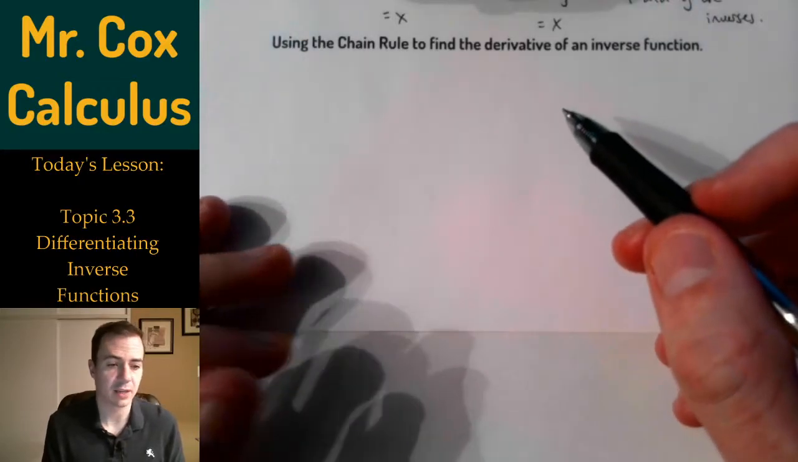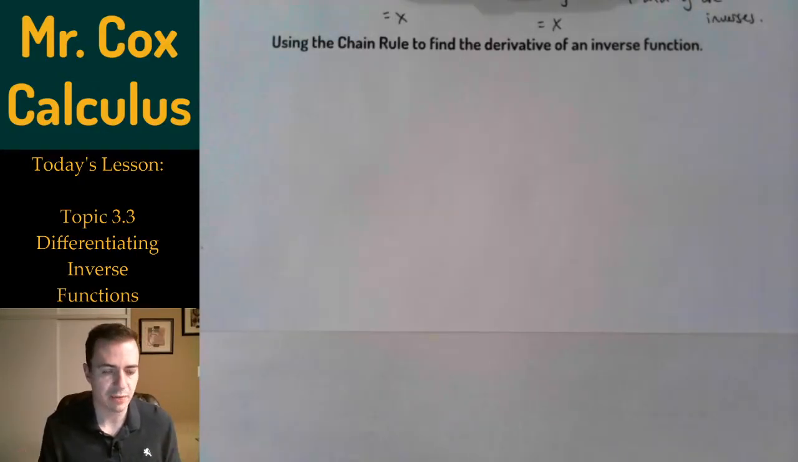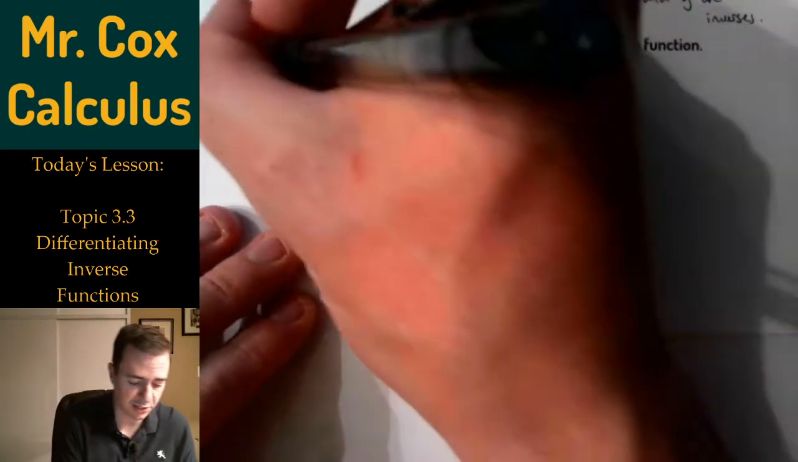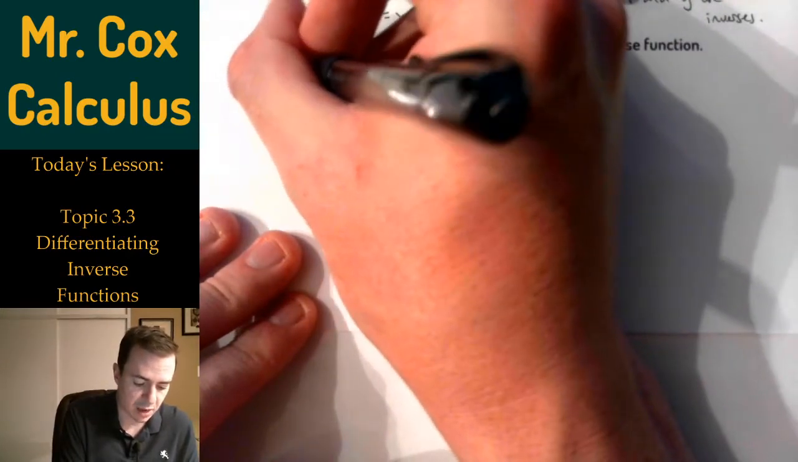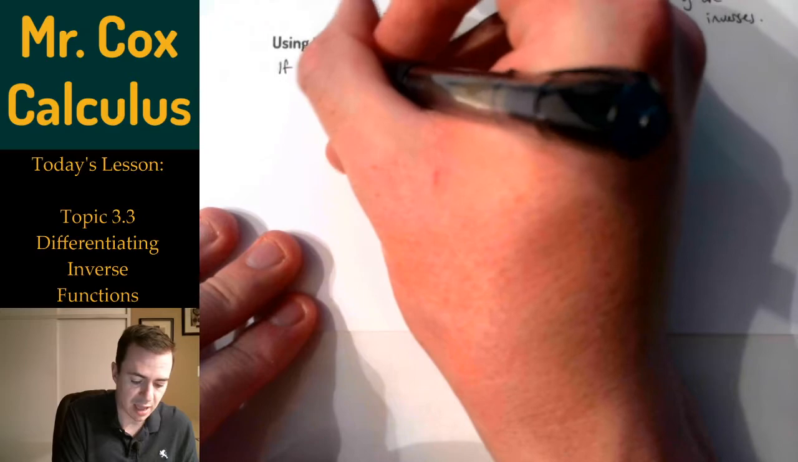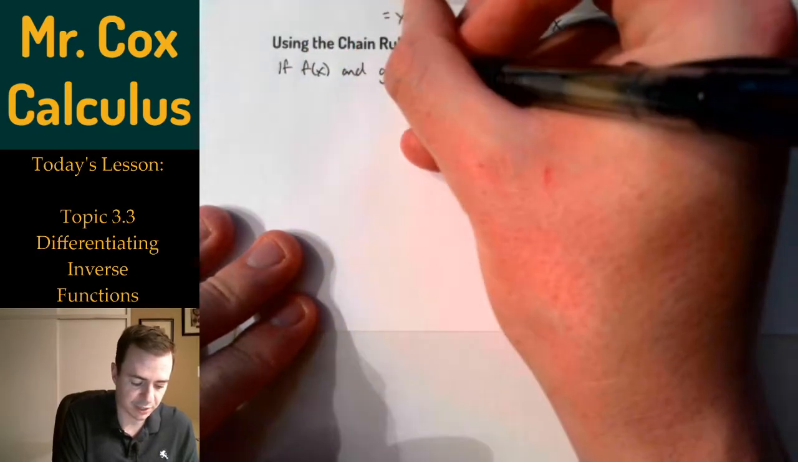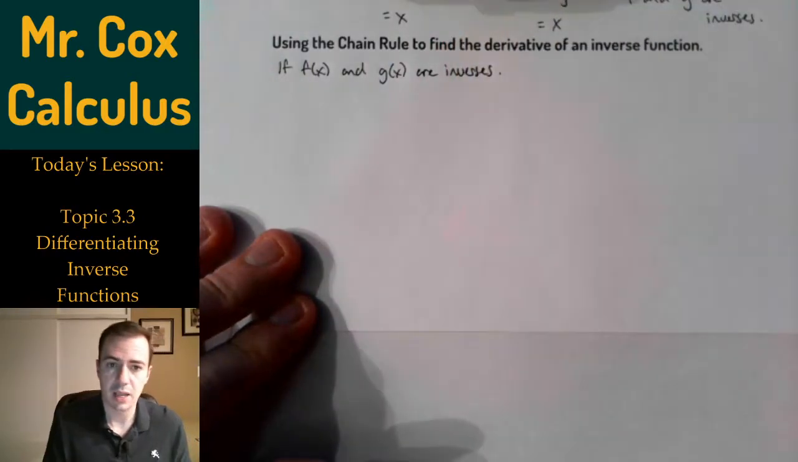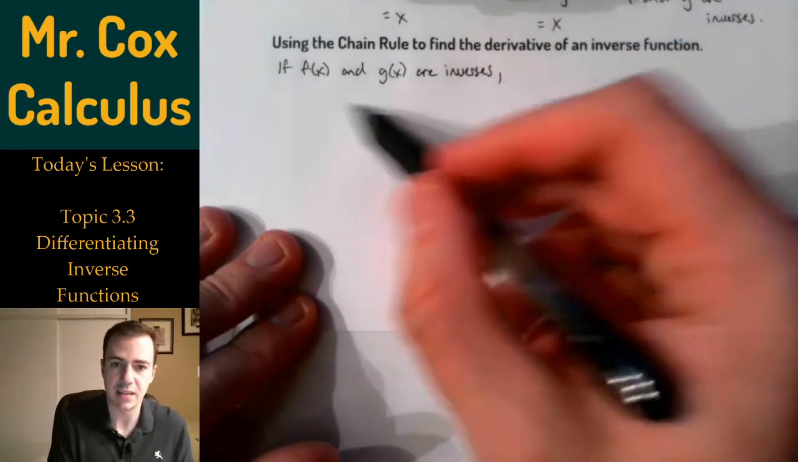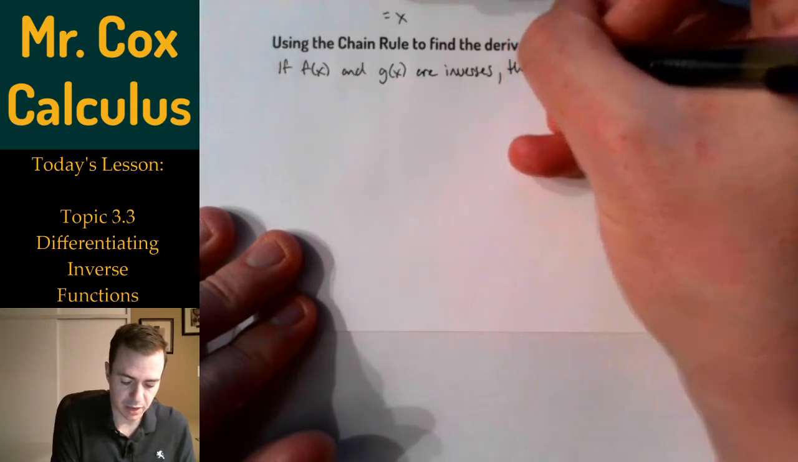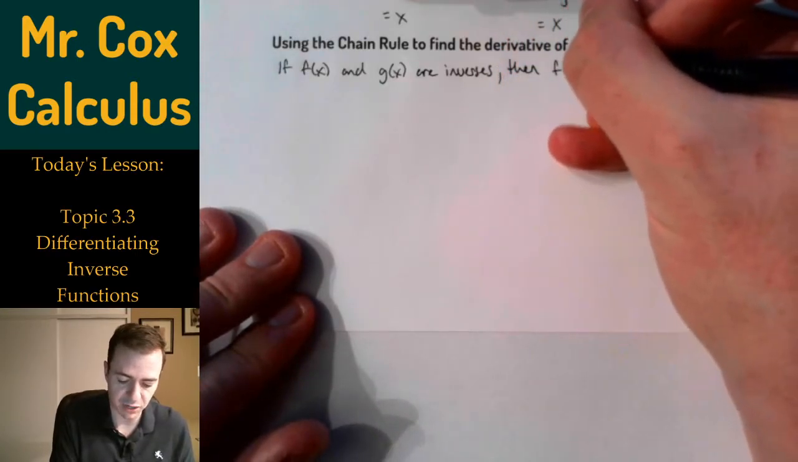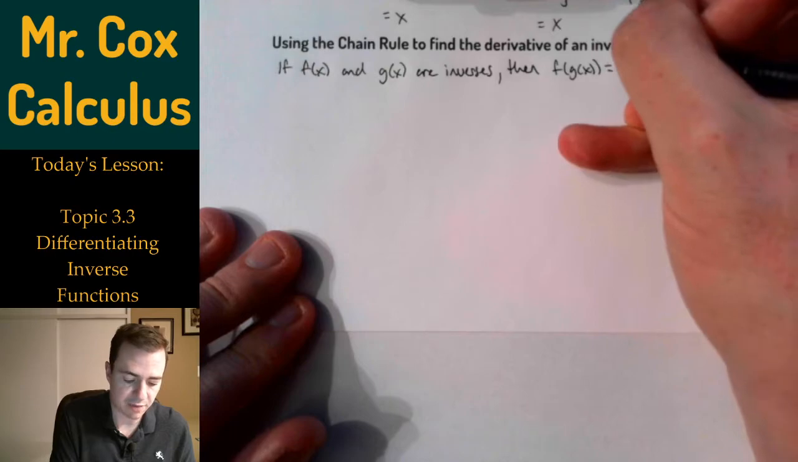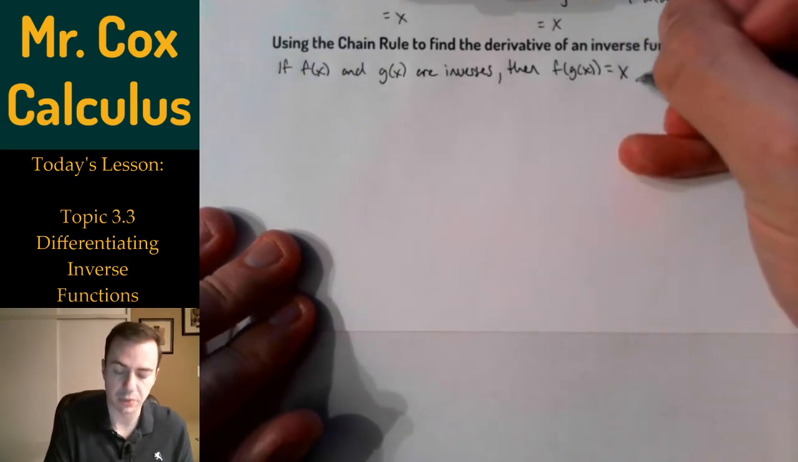Let's see if we can come up with this situation where we're given a function and we want to find the derivative of its inverse. And we may not even know what the inverse function looks like. But let's start off with the idea that we have two functions, f of x and g of x, and they are inverses of each other. If that statement is true, then we understand through that verification process it means that f of g of x is equal to x.